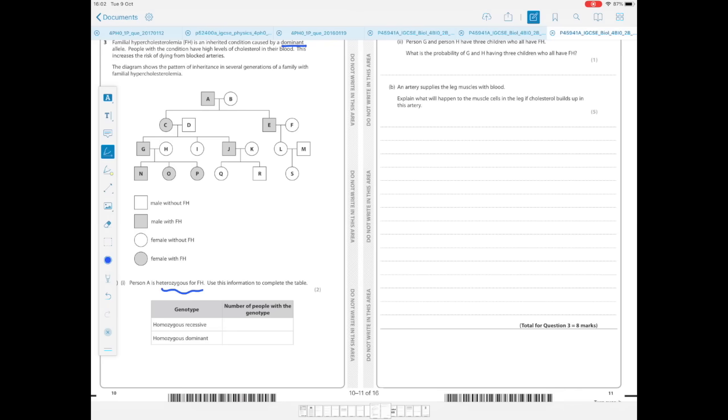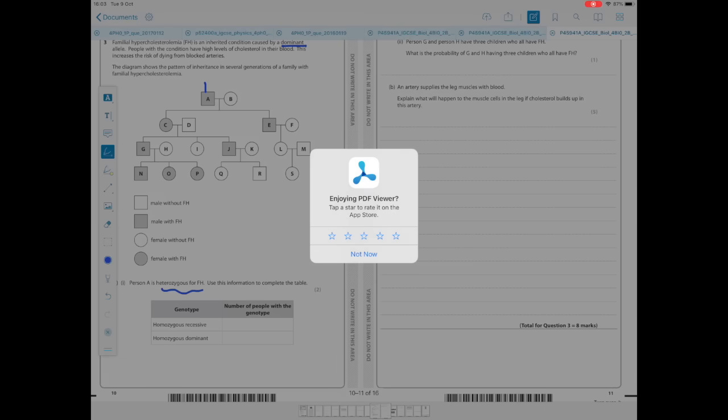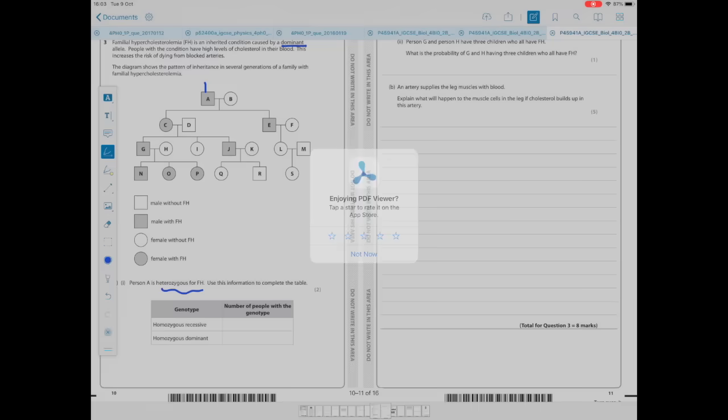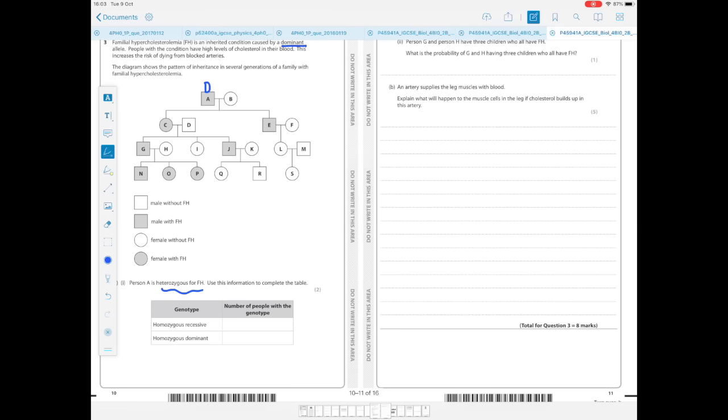So let's start by labelling the genotype of person A, and we are going to use the letter D. I mean, it doesn't matter what letter you use, but I'm going to use the letter D because you can easily see the difference between a capital D and a small d. So labelling their genotype, this is what they look like. So big D, small d.